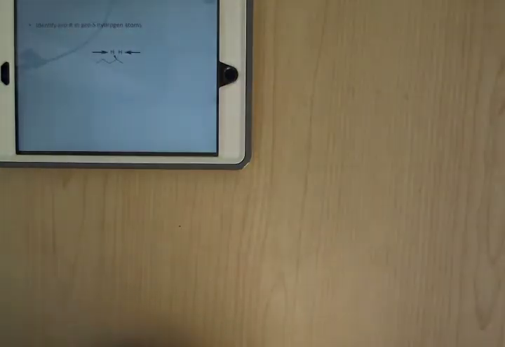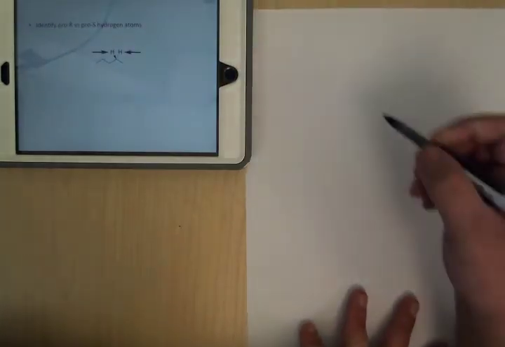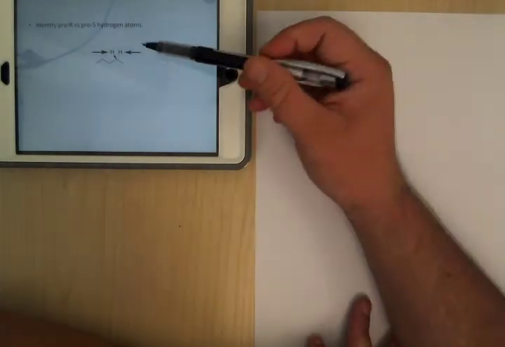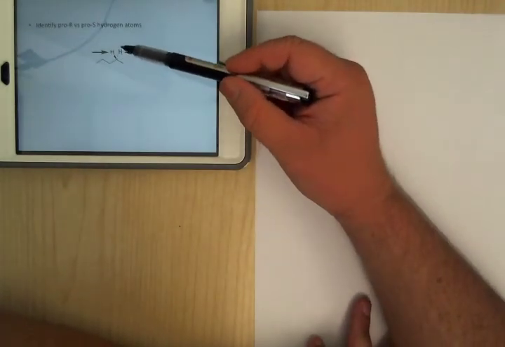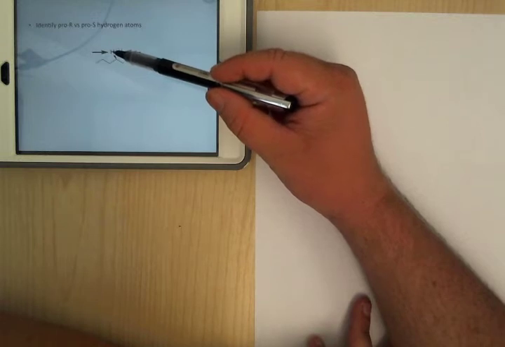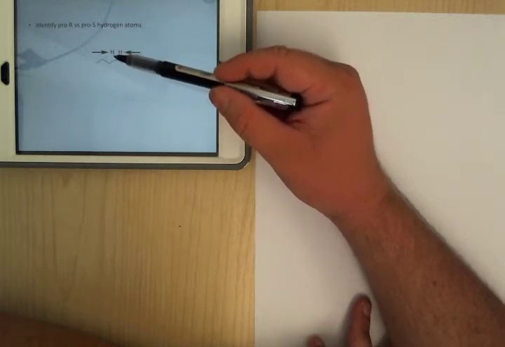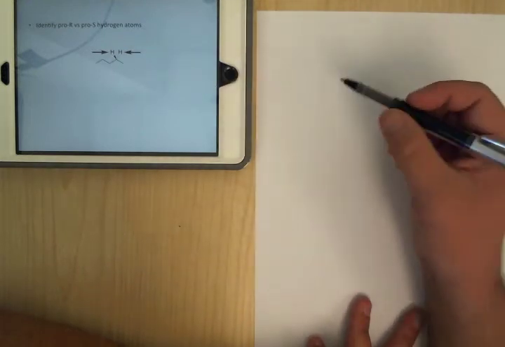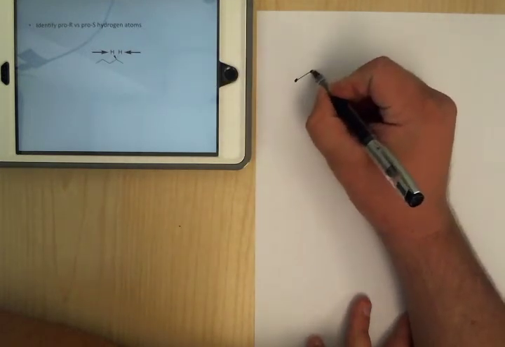Okay, now pro-R, pro-S. So what's happening is, you get these two hydrogens. If we make a change to one of those, if we make one of these a special hydrogen, does it become R or does it become S? Okay, so here we go.